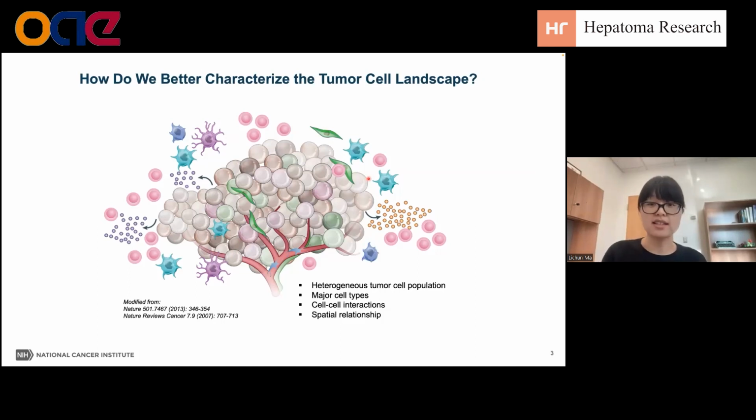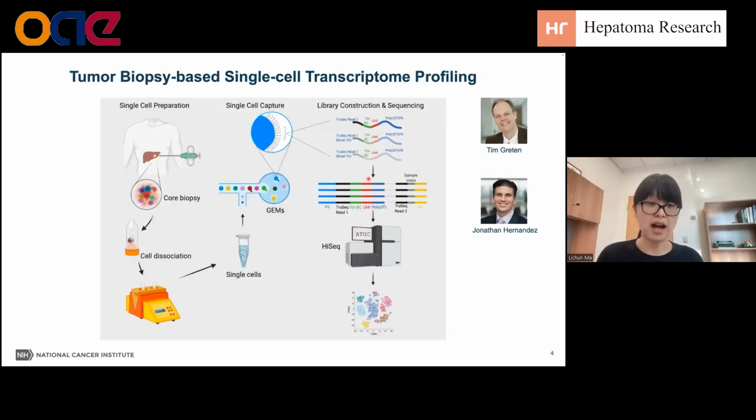We applied single-cell profiling to the tumor biopsies collected from HCC/ICC patients who were enrolled at NIH Clinical Center for immunotherapy clinical trials. And we further used the 10x Genomics platform to perform single-cell transcriptomic profiling. This study was in collaboration with Dr. Tim Grayton and Dr. Jensen Hernandez from the National Cancer Institute.